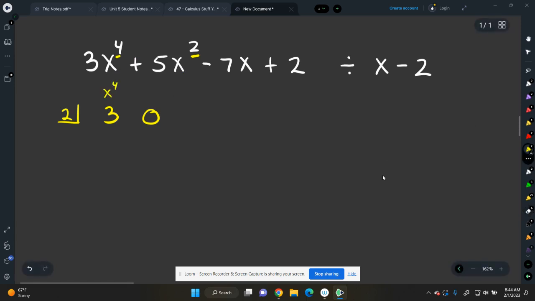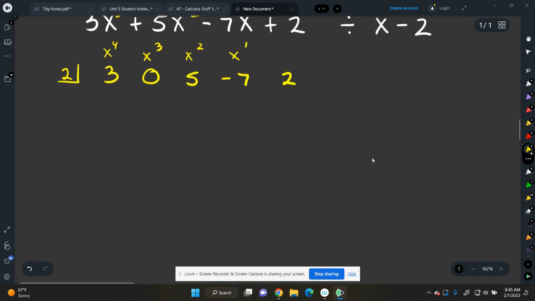Here's my x to the 4th. Here's my x to the 3rd. X to the 2nd, that's going to be the 5. X to the 1st, there's my negative 7. And then positive 2. We need the placeholder. Okay, I'm going to show you how it will work if you don't put it in there after this.